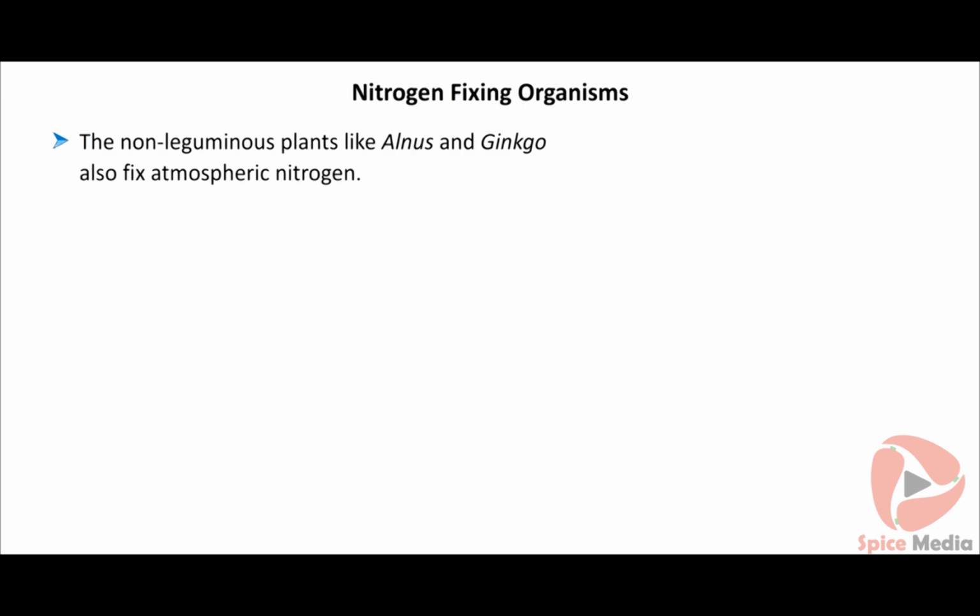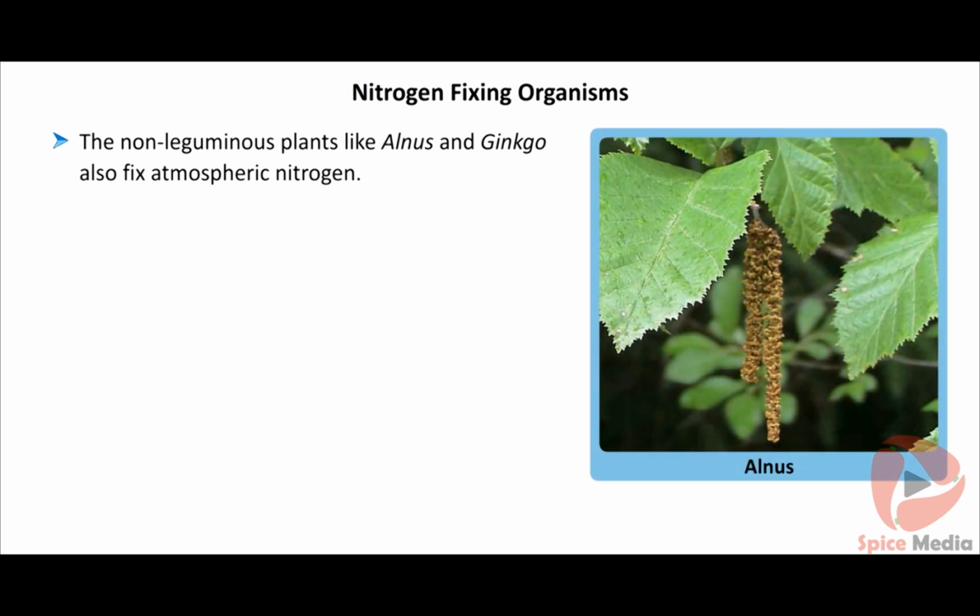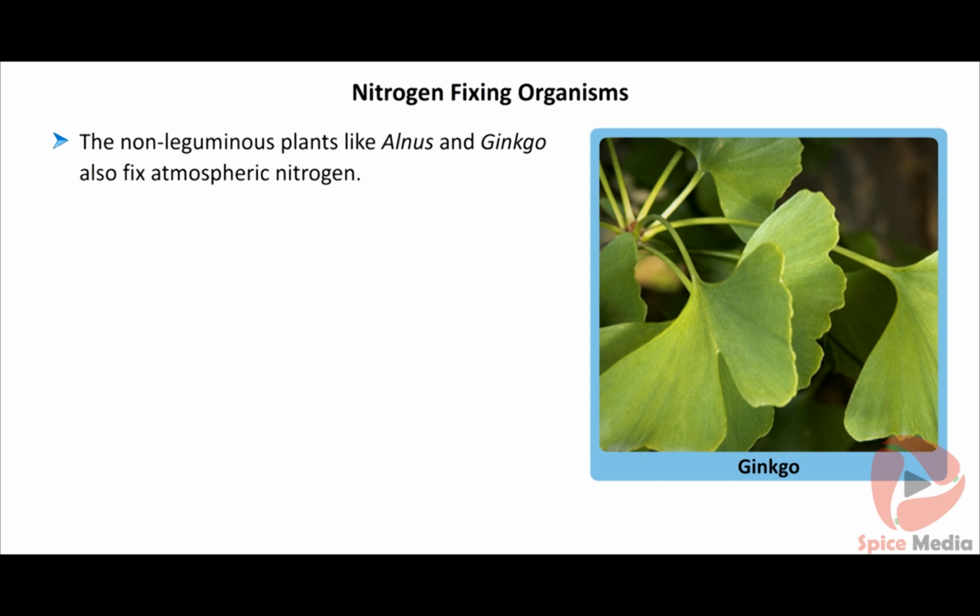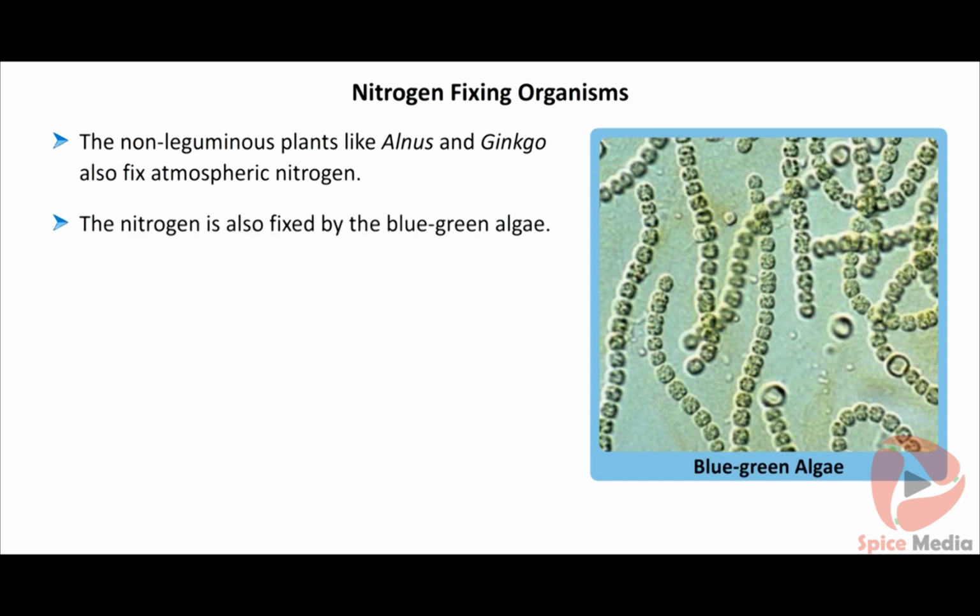Nitrogen is biologically fixed by many organisms. Here are a few examples for your reference. The non-leguminous plants like Alnus and Ginkgo also fix atmospheric nitrogen. The nitrogen is also fixed by the blue-green algae.